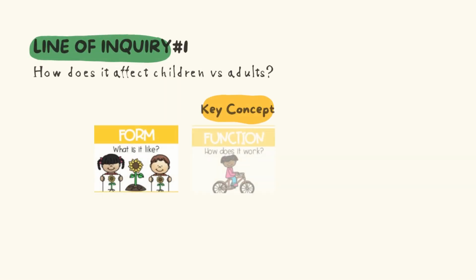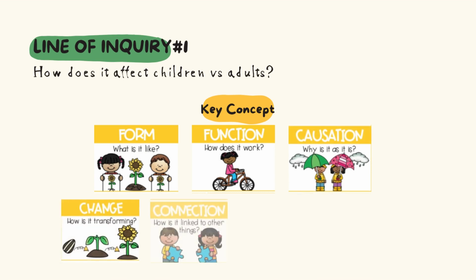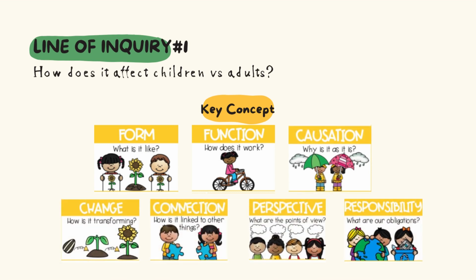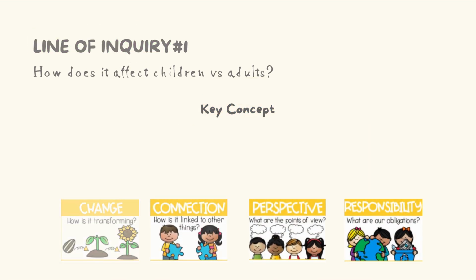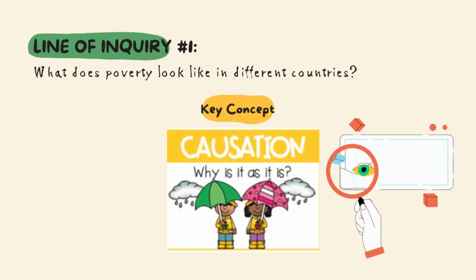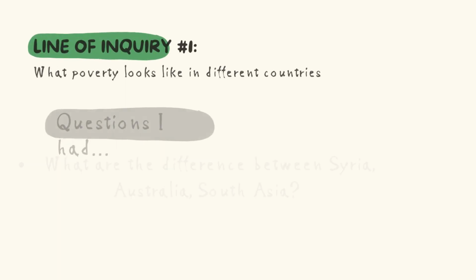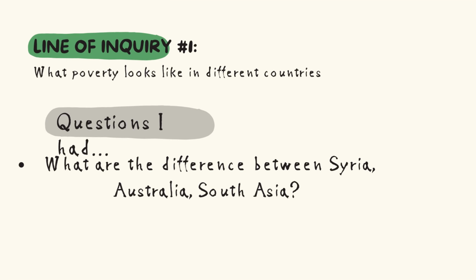My first line of inquiry is, how does poverty affect children versus adults? The key concept was connection. What are the differences between Syria, Australia, and South Asia?